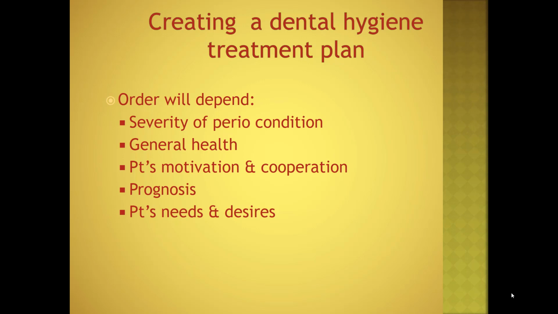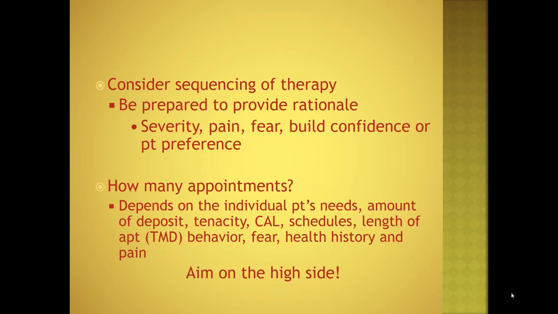Okay, so your order is going to depend on the severity of your perio condition, the general health of your patient, their motivation, cooperation, the prognosis, the patient's needs and desires, and what they want. So you're trying to pull all those things together. So consider the sequence of your therapy. That's what I just talked about. And make sure that you can provide a rationale for why you do what you do.